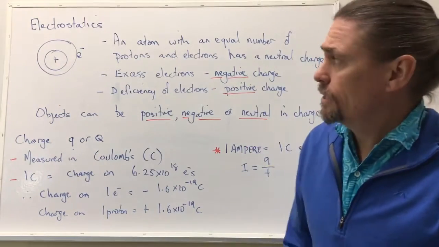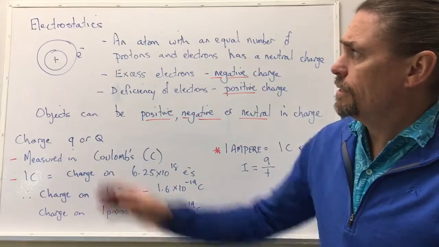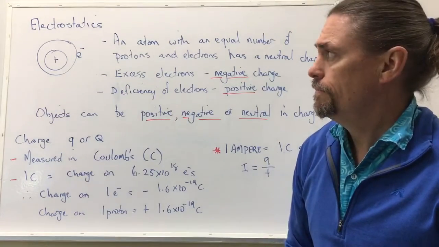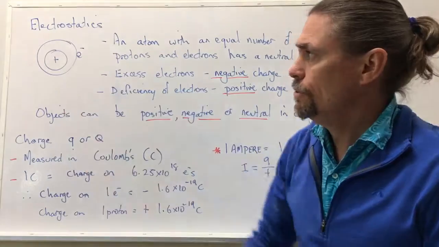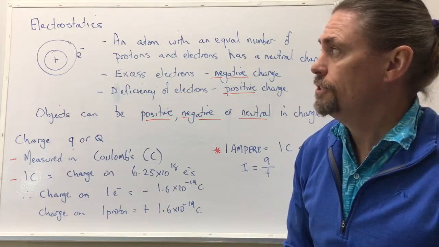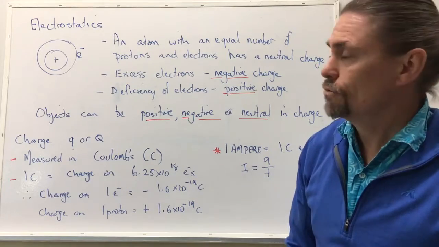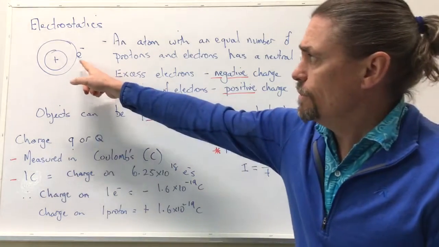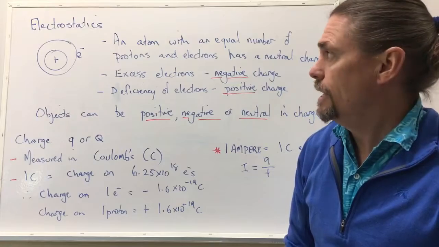Okay, let's have a look at electrostatics. To do that, we need to have a look at a model of an atom. So at the centre of our atom we have our nucleus, which is made up of protons and neutrons. The protons are positively charged, the neutrons are neutrally charged, and surrounding this we have electrons, which are negatively charged.